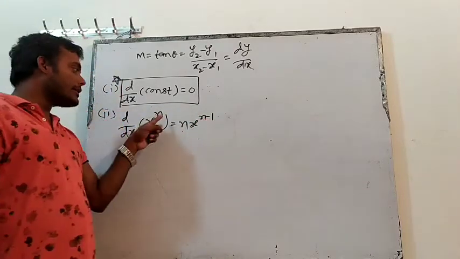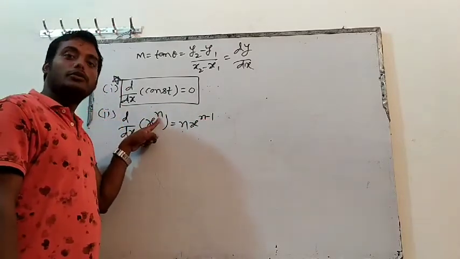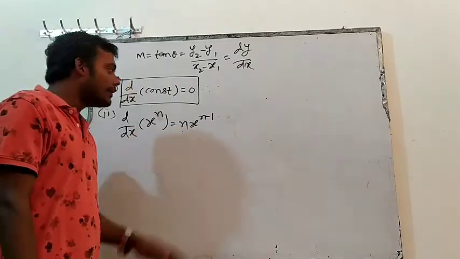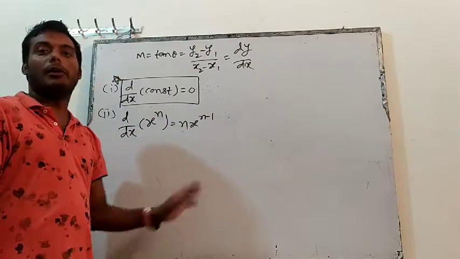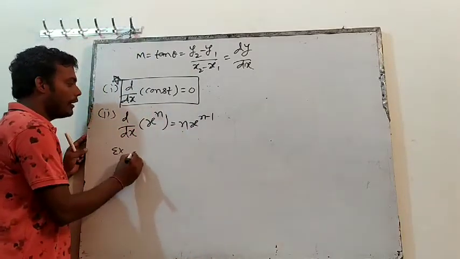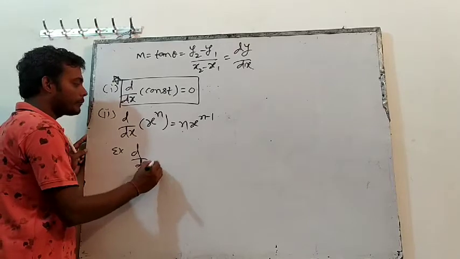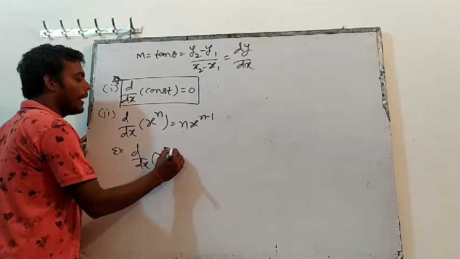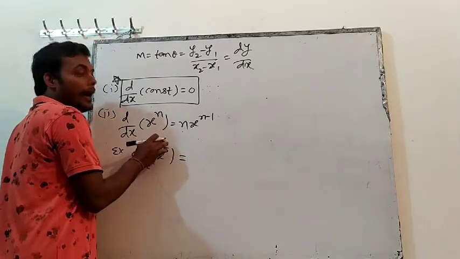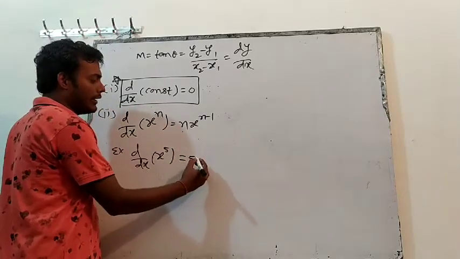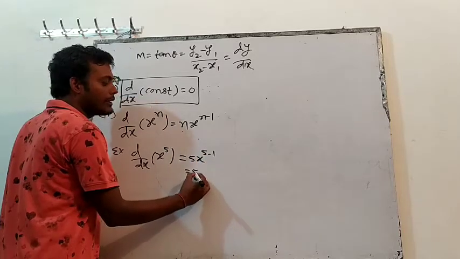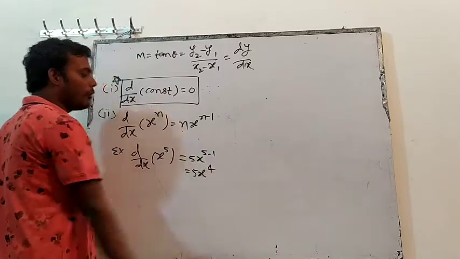That is, first whatever the power is, write it here first. Then add x, then power minus 1. Power minus 1. For example, differentiation of x to the power 5. What is the power? 5. So 5 you have to write here. Then x, then 5 minus 1. So what will this be? 5x to the power 4.